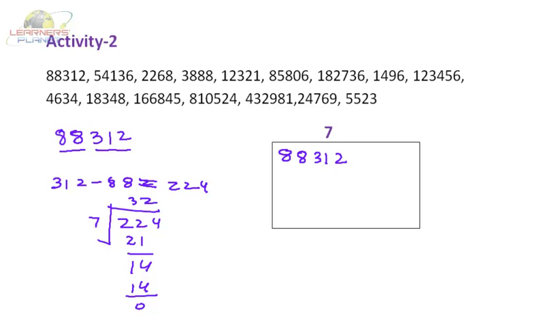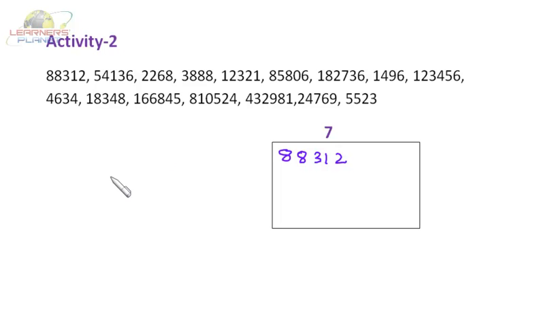Let's take the next example. It's 54136. So make the sets of 3 numbers from the units place and find their difference. So it is 82. Now 82 is not divisible by 7. So the complete number will not be divisible by 7. Okay. Now let's take the next number.